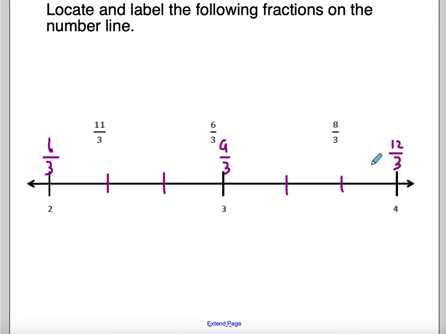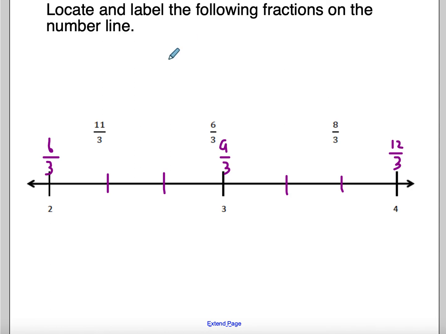I know I'm right because if I keep thinking of fractions as division, 6 divided by 3 is 2, 9 divided by 3 is 3, and 12 divided by 3 is 4. So we're ready to place these fractions on the number line. So I want you to go ahead and place these fractions on your number line. And when you're ready, please press play to check your work. So again, pause now. Go ahead and place these fractions on your number line and press play when you're ready.